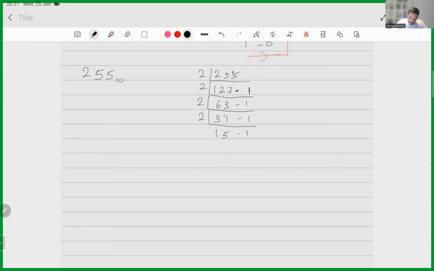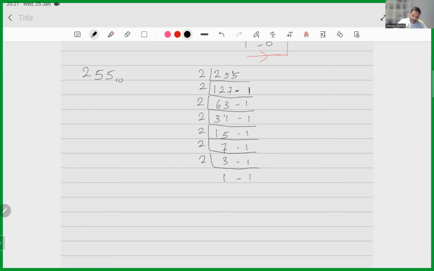Let's go on. In 15, how many 2's do we have? We have 7, and there is 1 remainder because 7 times 2 is 14. Let's keep going. In 7, how many 2's do we have? We have 3, and there is 1 remainder. In 3, how many 2's do we have? We have only 1, and there is 1 remainder as well.